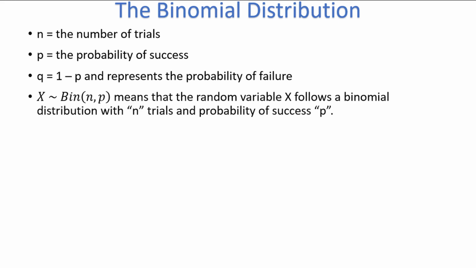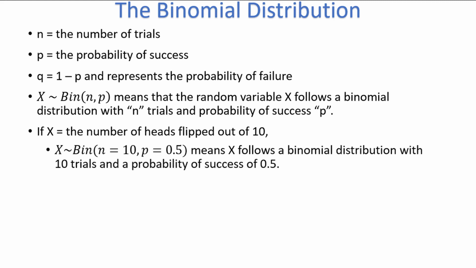The notation X tilde Bin(n, p) means that the random variable X follows a binomial distribution with n trials and probability of success p. If X represents the number of times heads is flipped in 10 coin flips, then we would say that X follows a binomial distribution with 10 trials and a probability of success of 0.5.